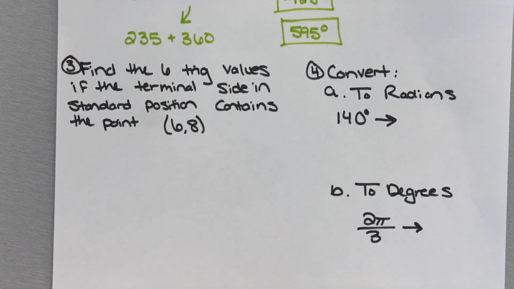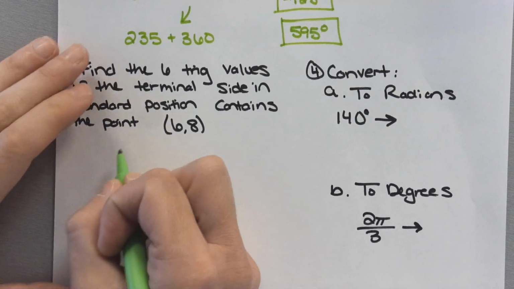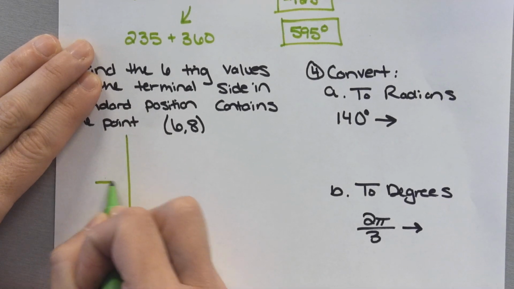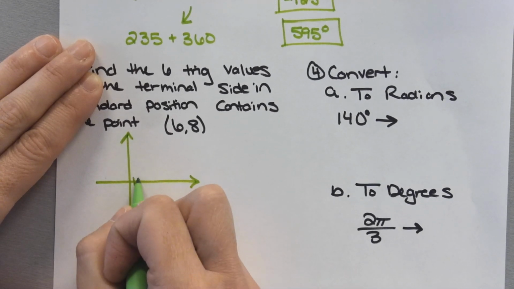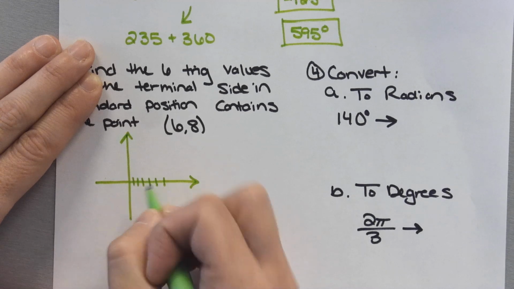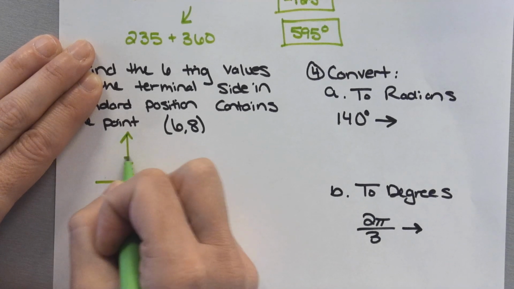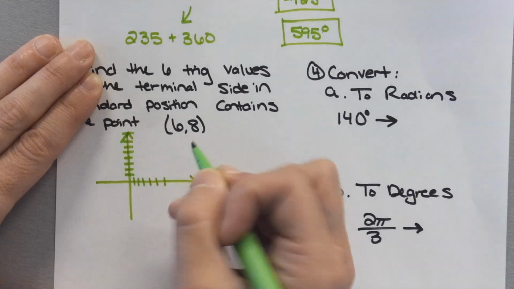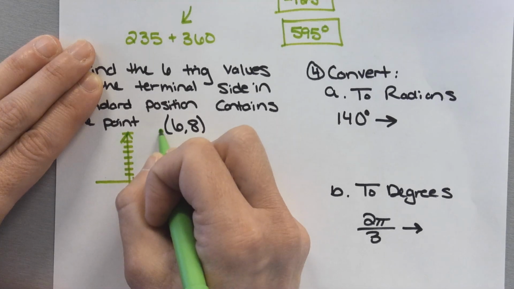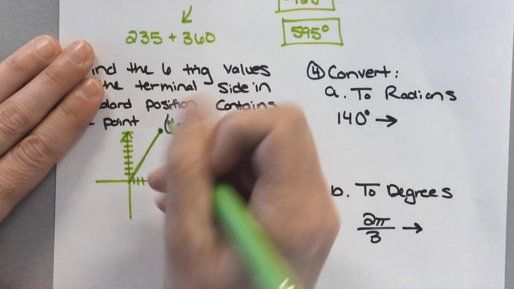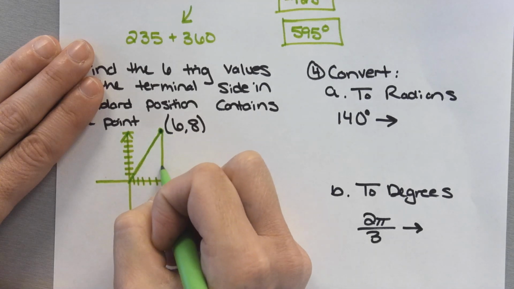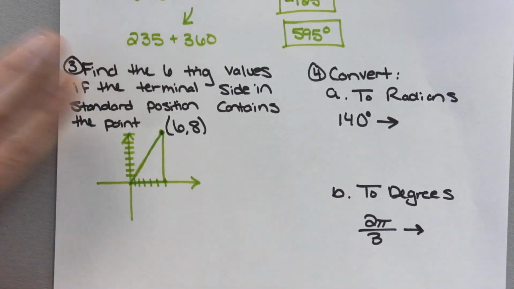All right, number 3. We want to draw an angle in standard position that contains the point (6,8). So basically (6,8) is our terminal. So here's my x, here's my y. 1, 2, 3, 4, 5, 6. 1, 2, 3, 4, 5, 6, 7, 8. So that means my point is here. In standard position, remember that's going to mean it comes down to the center. And there's my triangle.